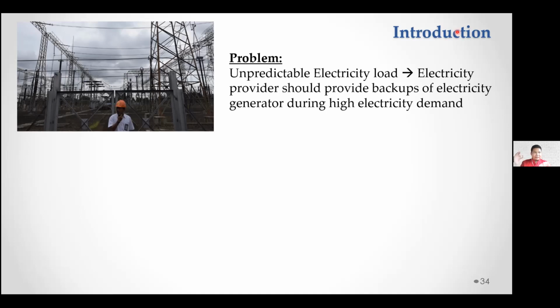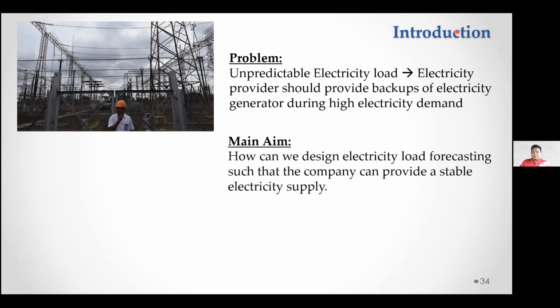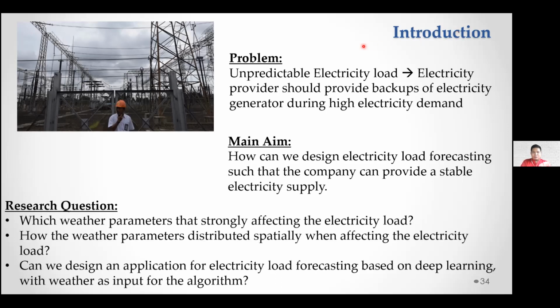Okay, the air conditioning is one of the devices that needs the most electricity in a house. So we would like to know which weather parameter significantly affects the electricity load, which weather parameter strongly affects the electricity load, and then how the weather parameter is distributed spatially when affecting the electricity load.